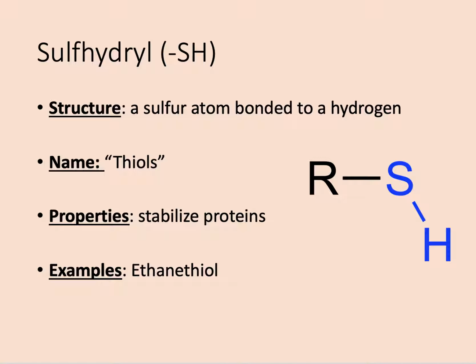Two more. Sulfhydryl. It has a sulfur and a hydrogen. So again, the R is a carbon chain. At the end, there would be a sulfur and hydrogen attached. These are called thiols. Basically, they stabilize proteins, and ethane thiol is an example. So you might see sulfur and hydrogen stuck on the end of some proteins.